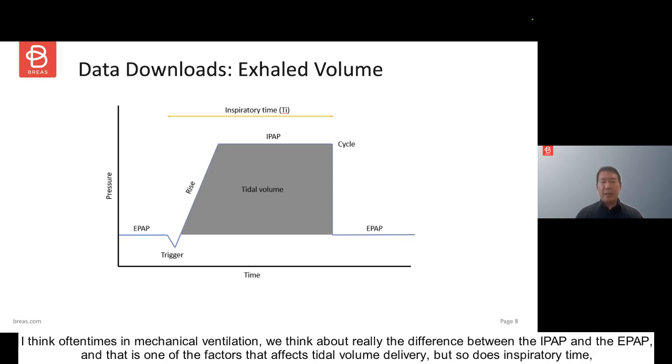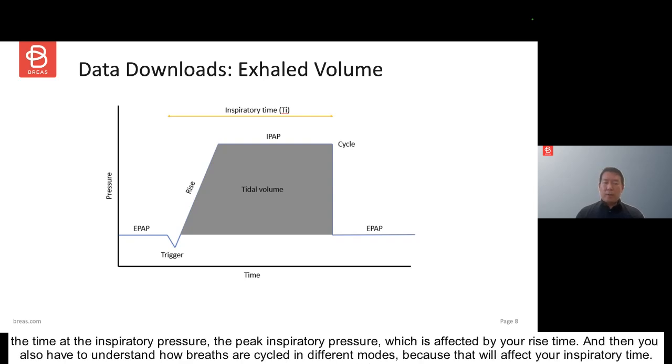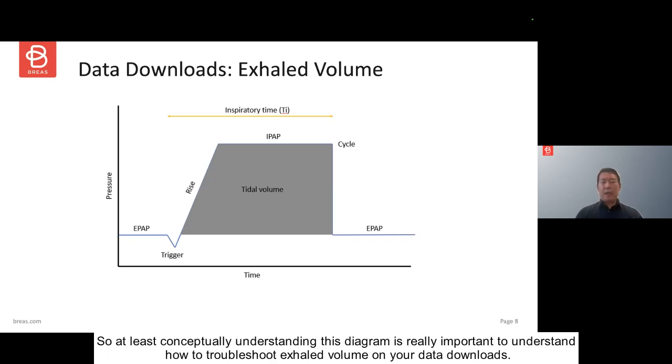I think oftentimes in mechanical ventilation, we think about that difference between the IPAP and the EPAP, and that is one of the factors that affects tidal volume delivery, but so does inspiratory time, the time at the inspiratory pressure, the peak inspiratory pressure, which is affected by your rise time. And then you also have to understand how breaths are cycled in different modes, because that will affect your inspiratory time. So at least conceptually understanding this diagram is really important to understand how to troubleshoot exhale volume on your data downloads.